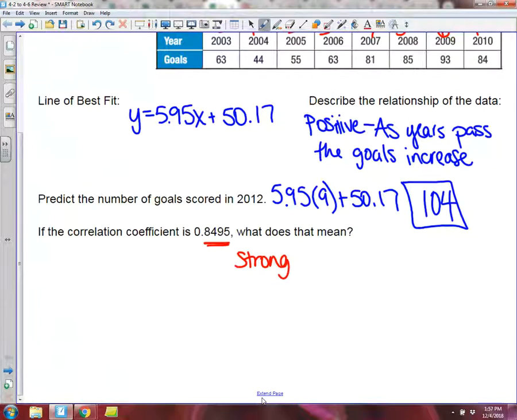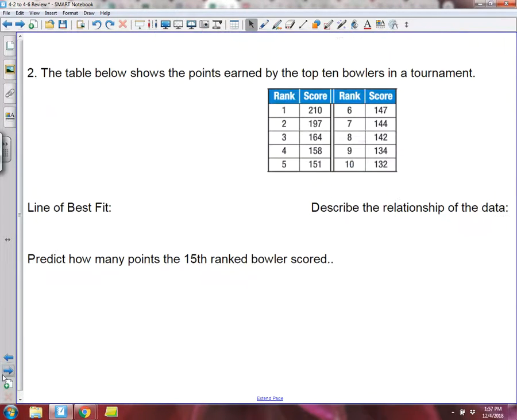So folks, how do we feel about our prediction of 104? Is that a good prediction or a not so good prediction? It's a good one because we had a strong relationship. How's everybody doing here? A-okay? Great. We're skipping number 2 and we're going down to number 3. Which means I think we're going to the back.